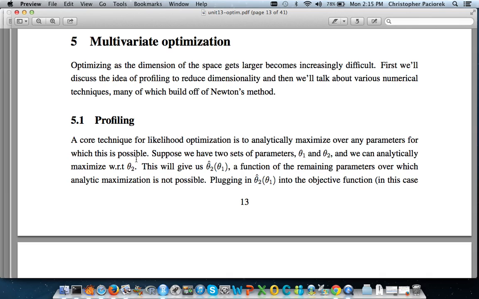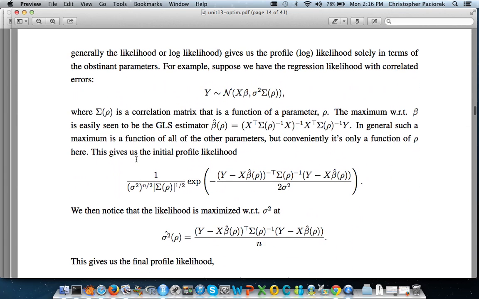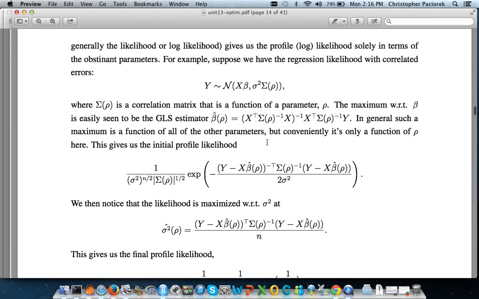Okay, so I thought we could just see this in a concrete example. I won't go through every single step because this is a fairly simple problem. This is basically a weighted least squares problem. So suppose you had the following regression model.